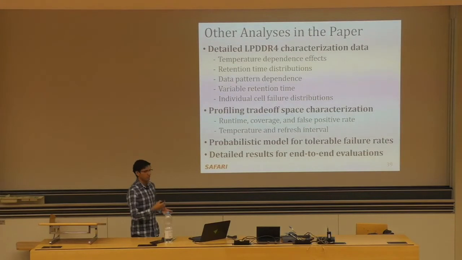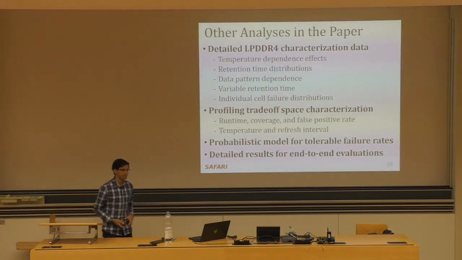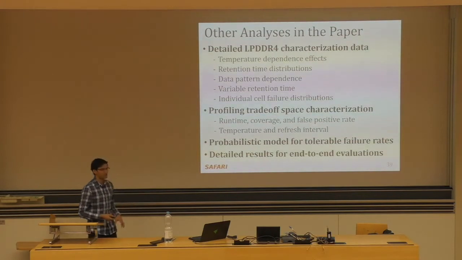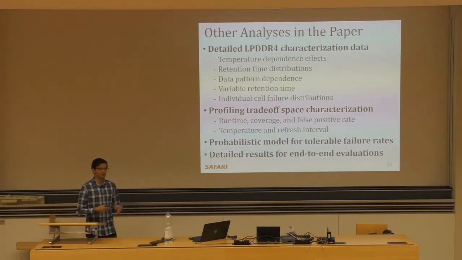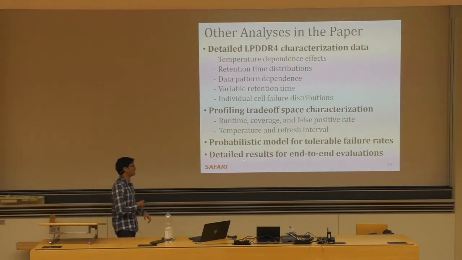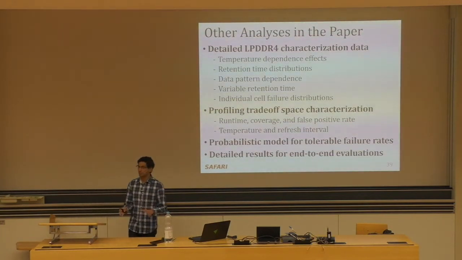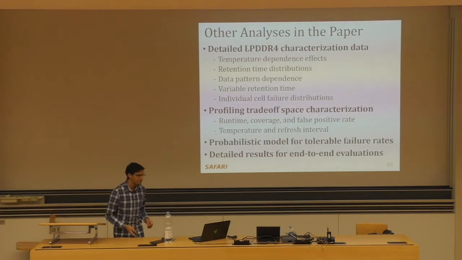So the paper contains a lot more analyses that I didn't go into in detail here. For example, we have a lot more of the characterization data and a lot more details about the trade-off space characterization. We also go into detail about the probabilistic models for tolerable error rates, and we also present detailed results on our evaluation, including power results, which I didn't present here.